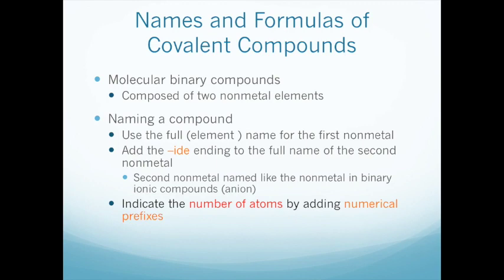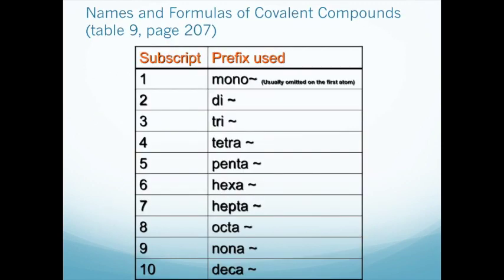chloride or fluoride. And then you indicate the number of atoms by adding the numerical prefixes that are based on often the Greek or Roman numbers. There's a table given in your book that we'll talk about in a second. But here they are again. 1 is mono, which is usually omitted. Di is for 2, tri for 3, tetra, penta, hexa, and so on and so forth.